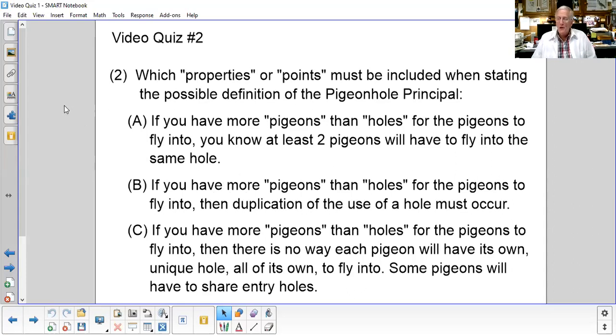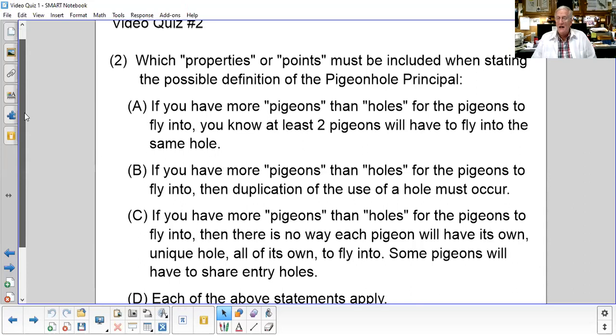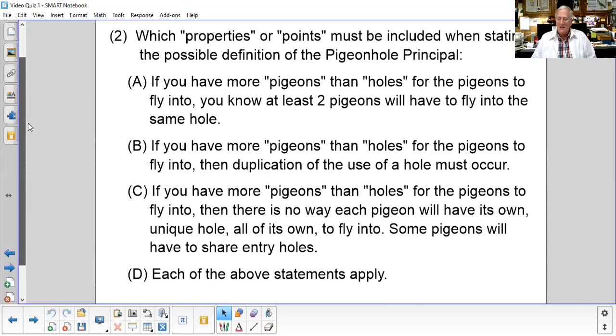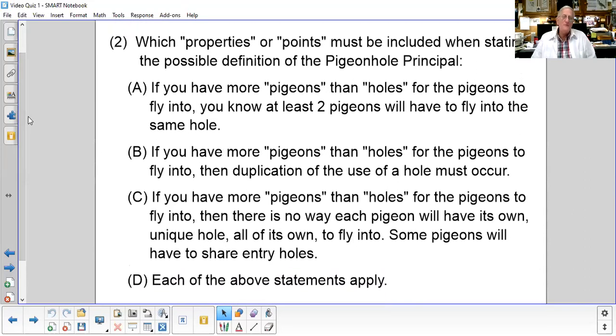Which properties or points must be included when stating the possible definition of the pigeonhole principle? Okay, now, I'm very wordy a lot of times in these problems, so you have to be very careful not to get lost in all my wordiness. Look at A. If you have more pigeons than holes for the pigeons to fly into, then you know at least 2 pigeons will have to fly into the same hole.